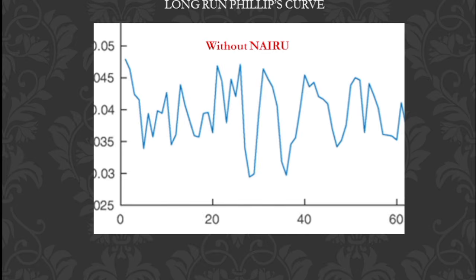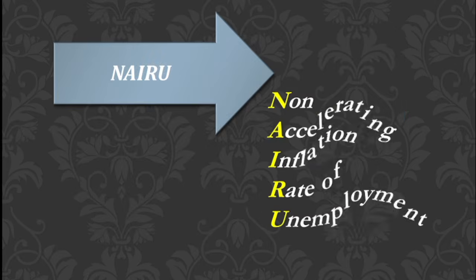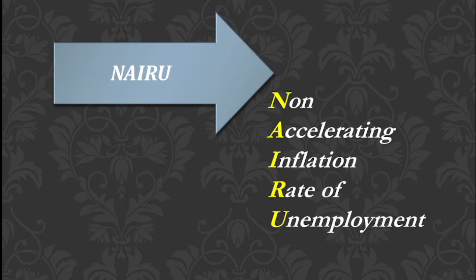So what is NAIRU? NAIRU is basically an acronym for non-accelerating inflation rate of unemployment, which is the lowest level of unemployment an economy can sustain without causing the rate of inflation to rise. Below NAIRU, efforts to reduce unemployment increase inflation, while unemployment above it can lead to stable or falling inflation. The NAIRU is a theoretical concept, not a directly observable figure, and it serves as a guide for policymakers, particularly central banks.